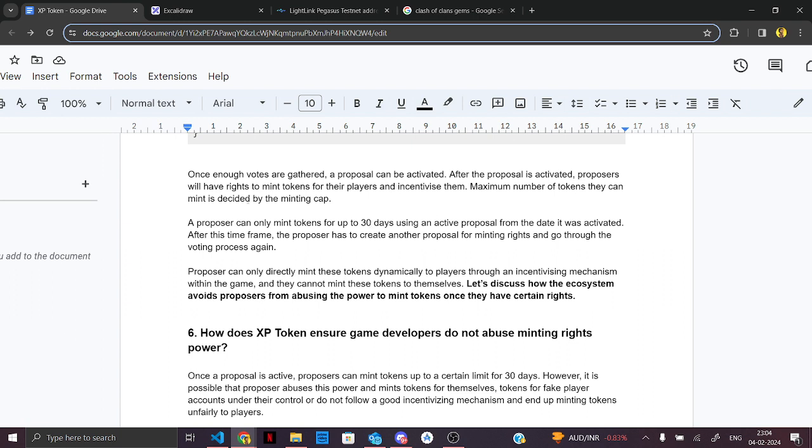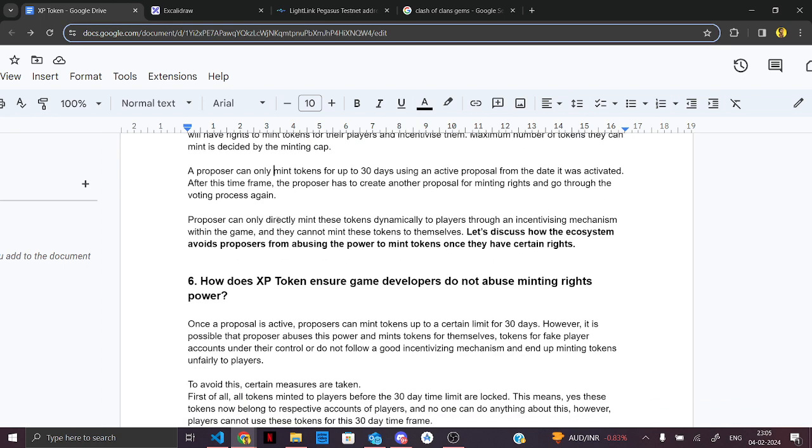So you can only mint 1000 tokens in your game to players using some incentivizing mechanism within the game, not manually. A proposal can mint tokens for up to 30 days from the date it was activated. Let's say your proposal was activated on 3rd January, then you can only mint till 3rd February. If you are not able to mint all tokens, it doesn't matter; after 3rd February that proposal will be inactive. You cannot mint tokens from that proposal now. But why is there a 30 days limit? We'll understand later. This is to solve a security concern.